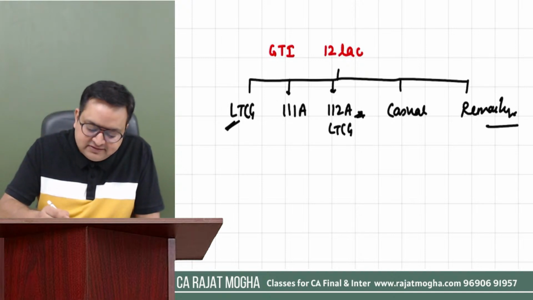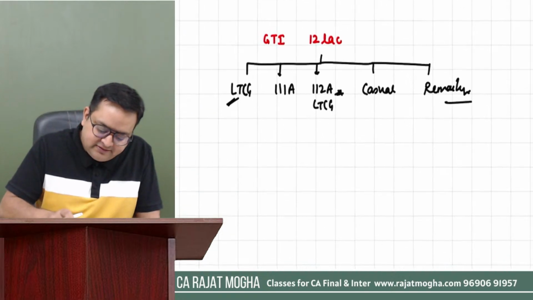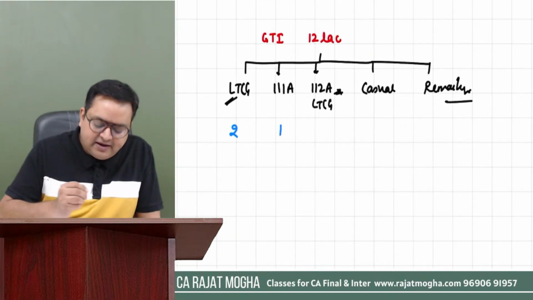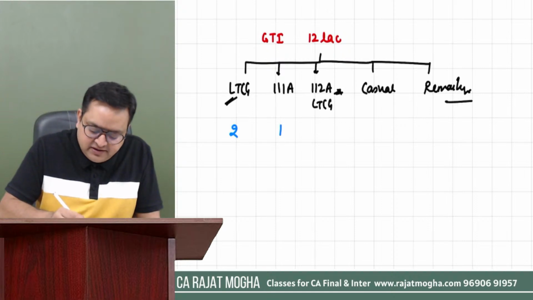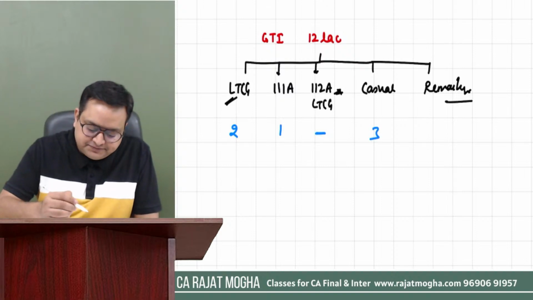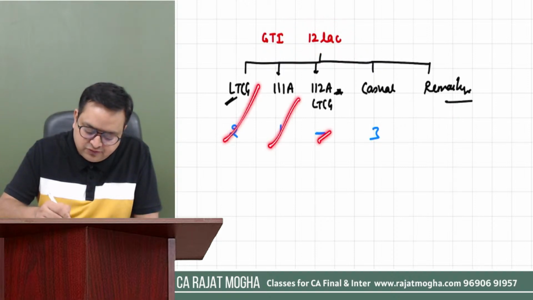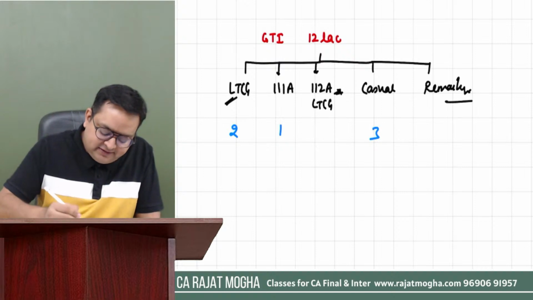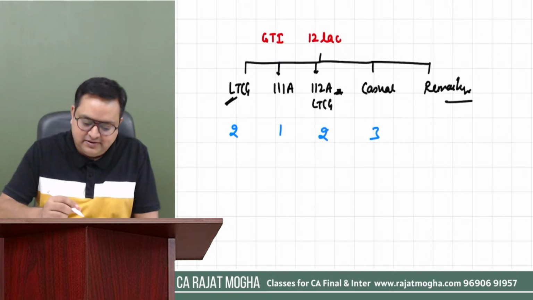So let's say I'm giving some figures over here. Let's say the assessee is having 2 lakh rupees LTCG, 1 lakh rupees 111A. Let's say 112A the assessee doesn't have, casual income let's say 3 lakh. So see, how much is the remaining income now? Out of 12, we already have 2, 1, 0, 3. Okay, let me keep something in this one also. Let's say it is 2 lakh over here.